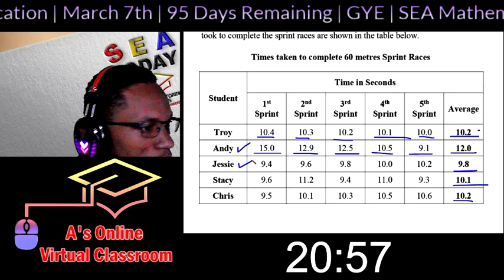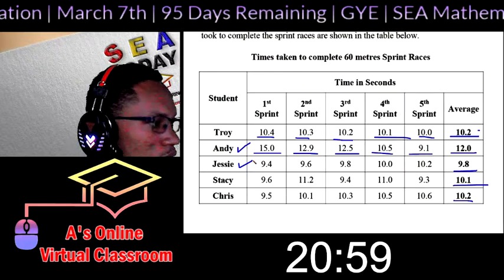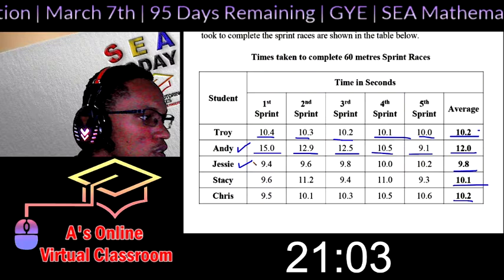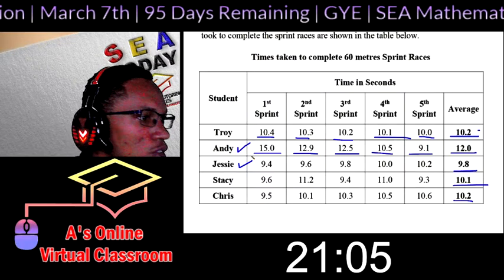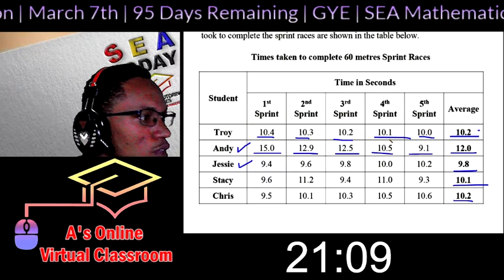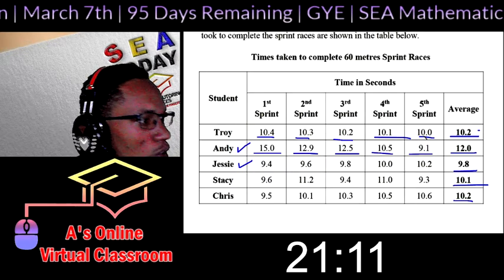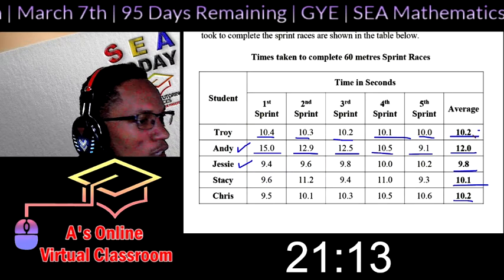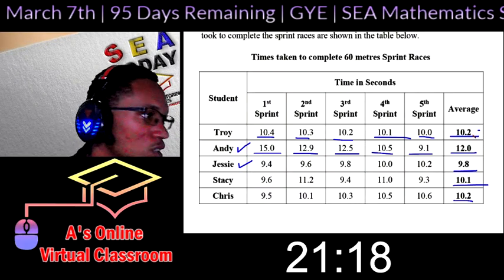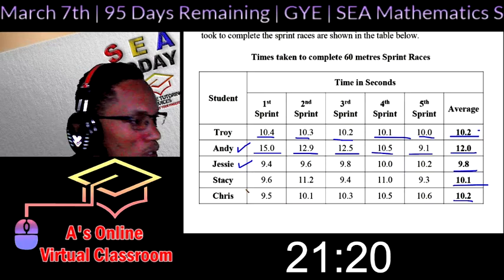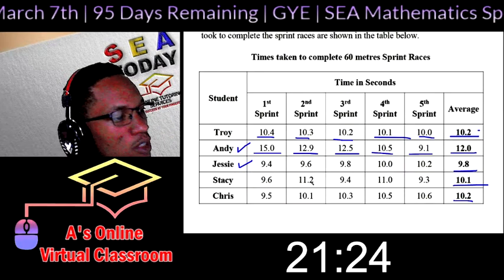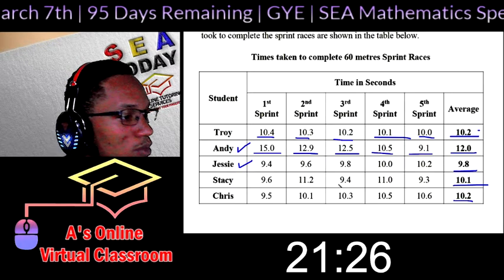Now let's look at somebody else. Troy's races got faster as he went along, but he didn't have a good average. Well, his average wasn't the best, I should say. Stacy had some good races, but she also had some bad races as well.